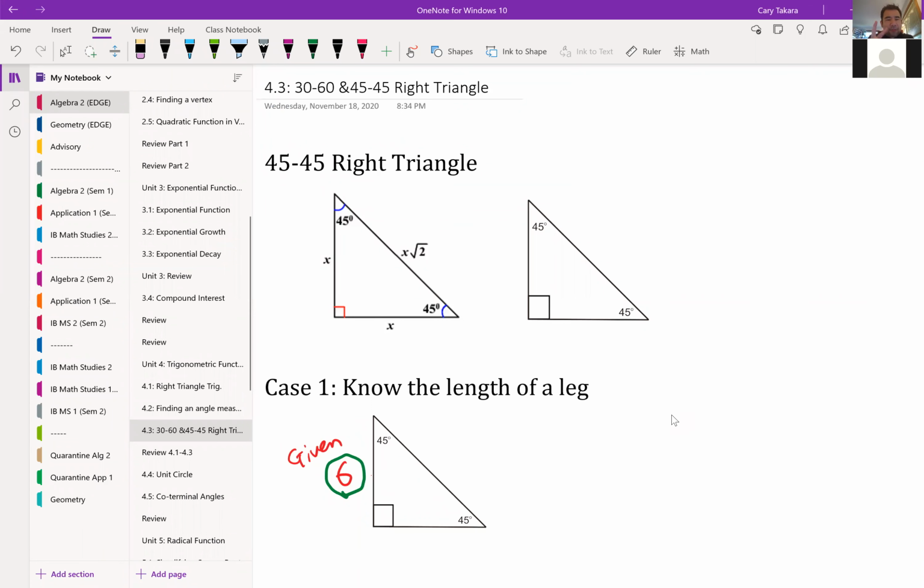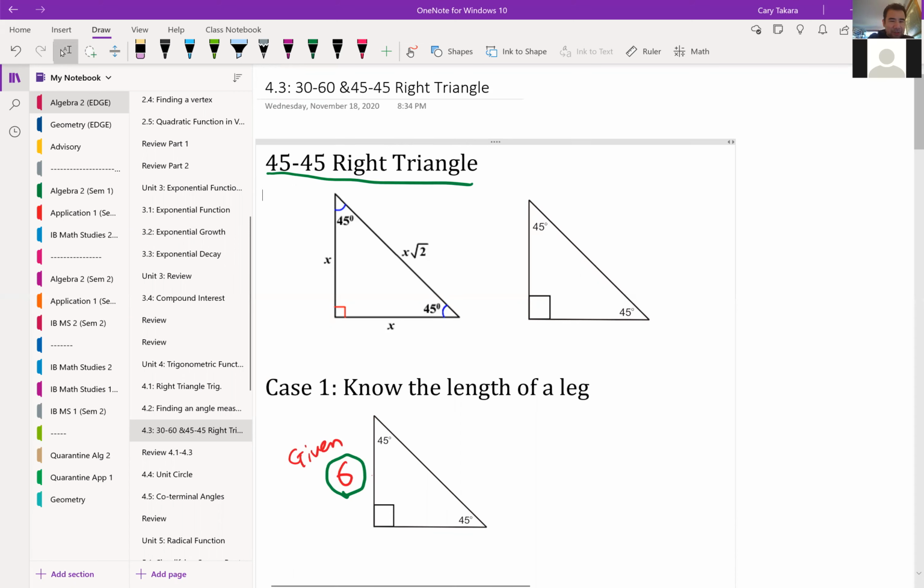So the reason why this 45-45 right triangle that we have right here is special is that you don't need to use sine, cosine, tangent to figure out the missing side. If you know one of them, you can figure out all the rest. Because the ratio is so predictable, all you need is just one measurement given, and then you can figure out all the rest.